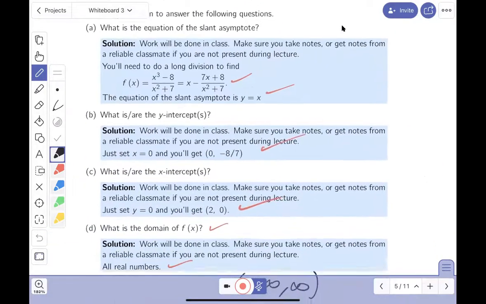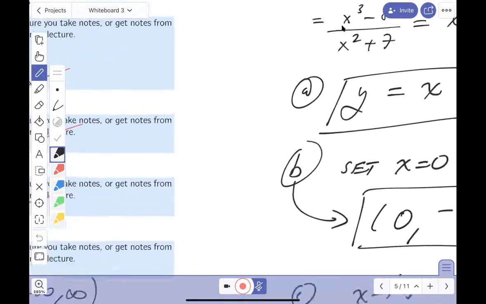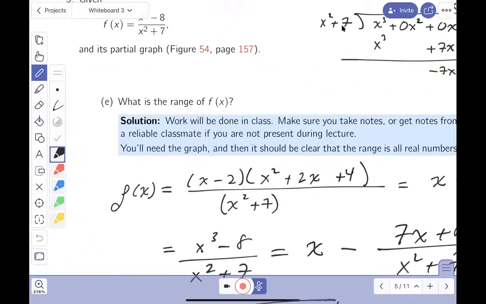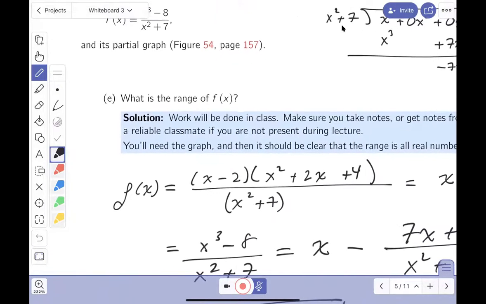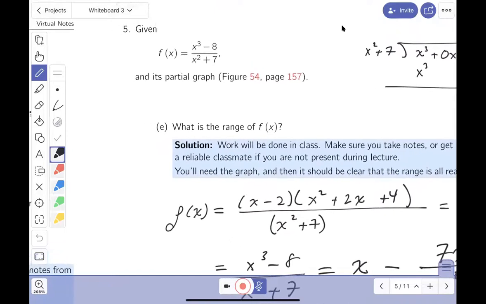Let's keep going to the questions. We did A, B, C, and D. Now we're going to go to E. Oh, what's the range? I've got to do the graph. So someone says, how do you do a graph? I'm going to say by using sign analysis. All right. So I want to put that down for you.